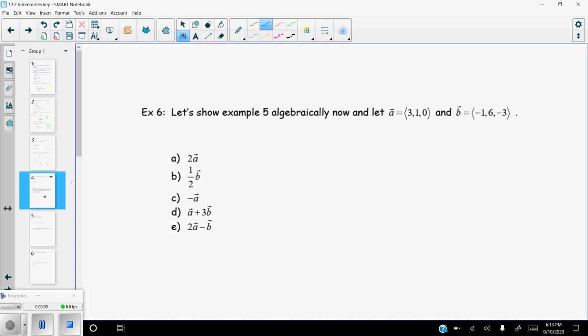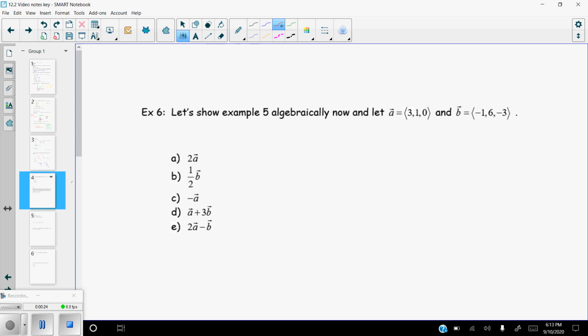Now we're going to take not exactly the same vectors, because the ones I drew were not really the A and B. I just gave you something to go off of. We're going to take the given A and B here in example 6, and we're going to perform the same operations, but now we're going to do it algebraically. This is much, much easier to do, at least in my opinion.